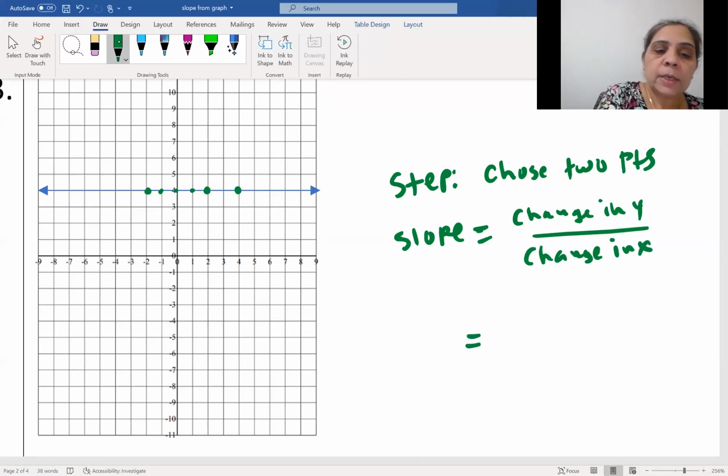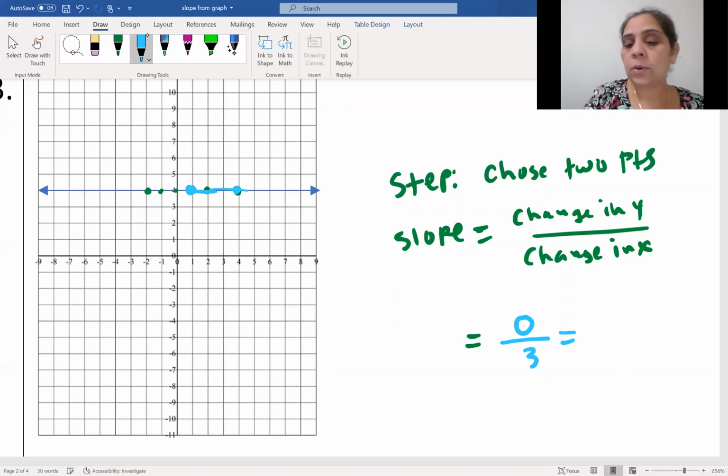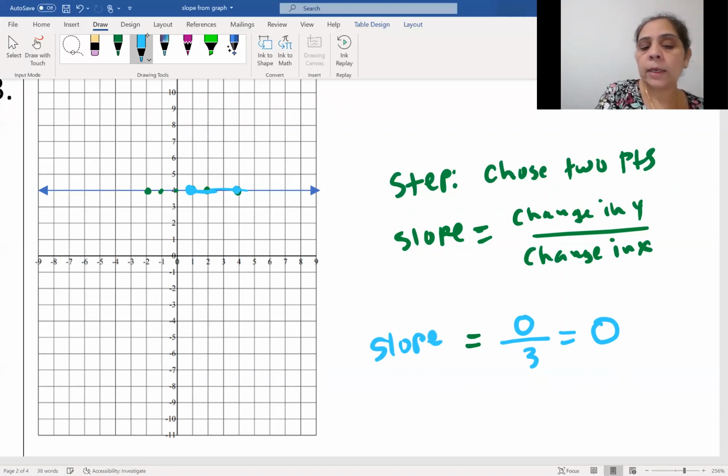So do we have any distance to travel from this point to this point? Let's see, we have this point to here. Do we need to travel anywhere on the y-axis vertically? No. So change in y is 0. And change in x is how many units? 1, 2, and 3. So you will just say 3. Or any 2 points you will take. But once we have numerator 0, the answer is 0. So for any horizontal line, slope must be 0.